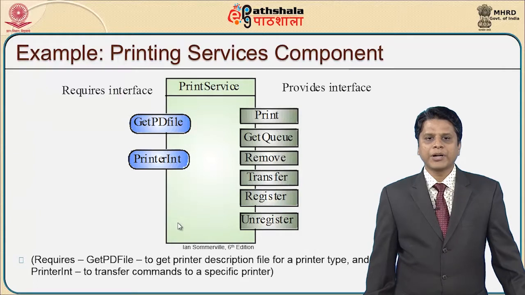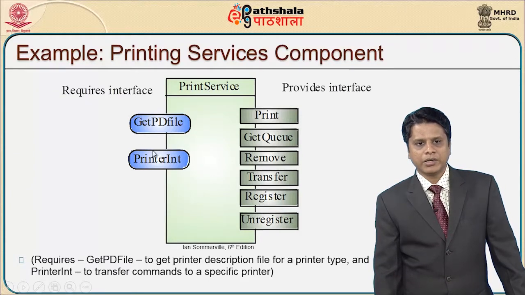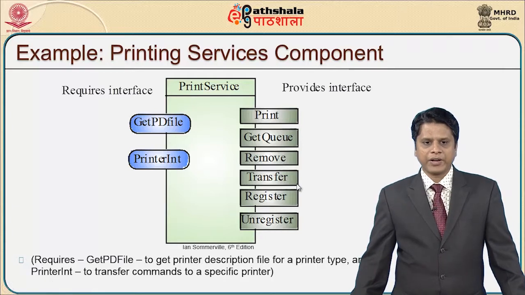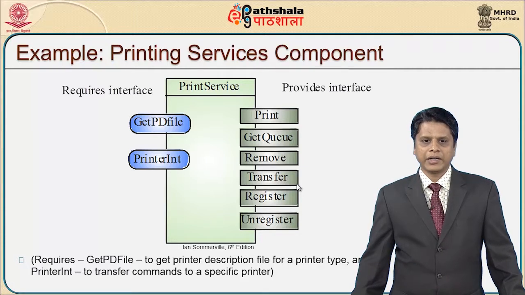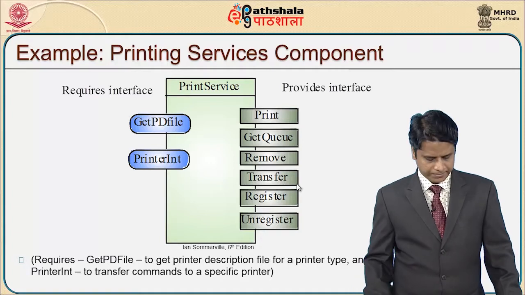For the print services component, we have a requires interface which gets the PDF file or printer interface, and it provides services like print, get queue, remove, transfer, register and unregister. So requires: get PDF file to get the printer description file for a printer type, and printer interface is to transfer commands to a specific printer.